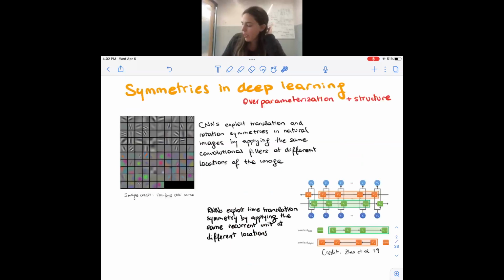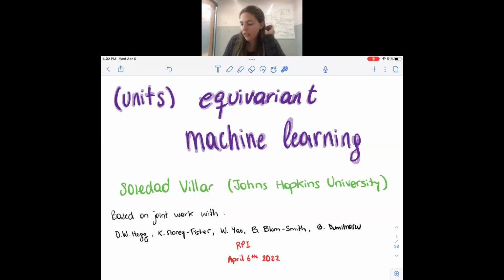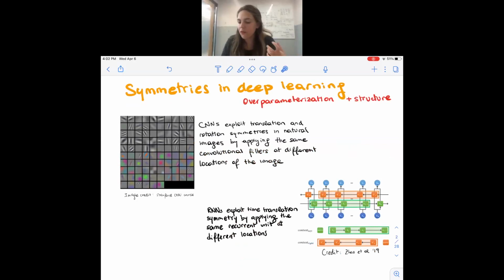So, okay, the context of this talk is machine learning, and in particular, machine learning that is equivariant with respect to some symmetry. So machine learning algorithms that respect symmetries. The reason why I'm thinking about symmetries is because they give some nice structure that allows machine learning models to learn with the right inductive bias, meaning that deep learning has been very successful for many problems. And I believe that there are two main components for deep learning success. The first component is the fact that it's overparameterized.